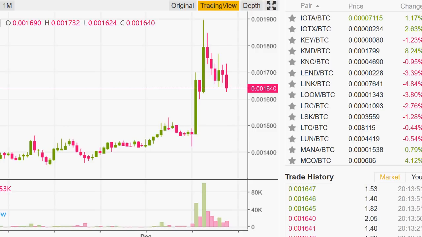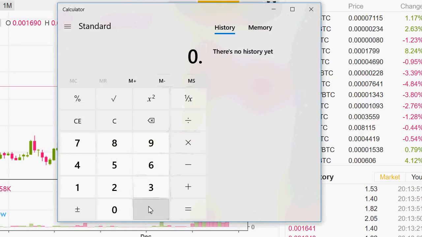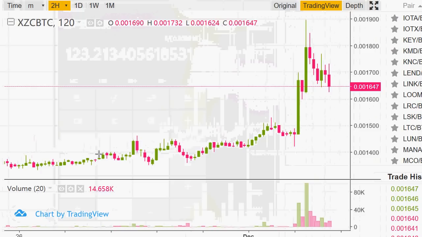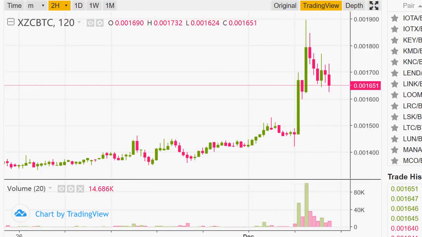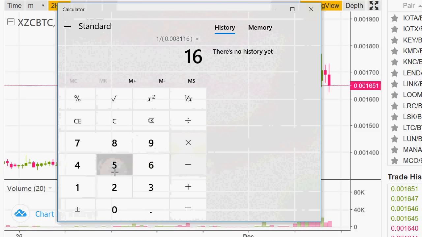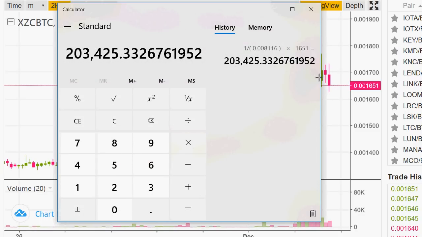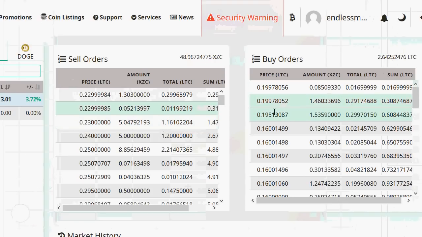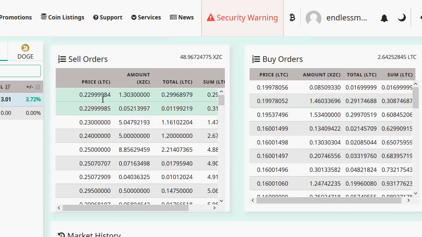Bring a calculator up and put the price in, and do a 1x, so it's 123 ratio to 1. So therefore, I could take the current price of what's now 1651. The fair Litecoin price happens to be 203,000. So let's take a look at that exchange. And what I see here is that it's at 229. So there's already a decent differential, and buying that would just not be smart.